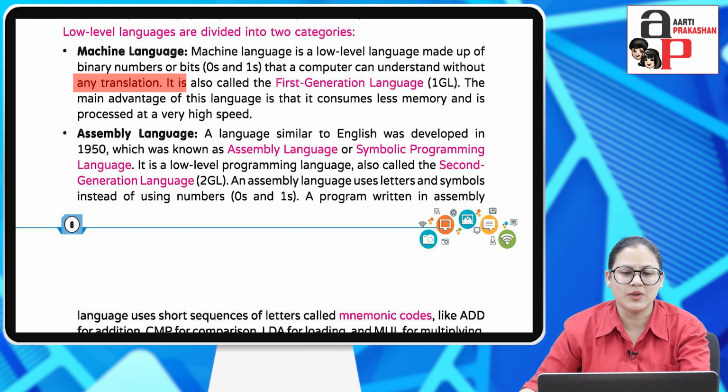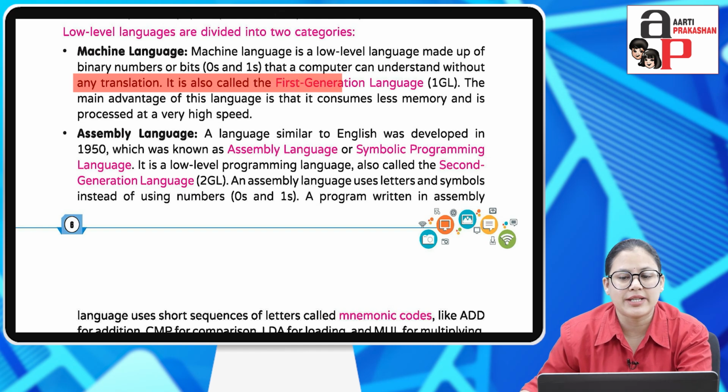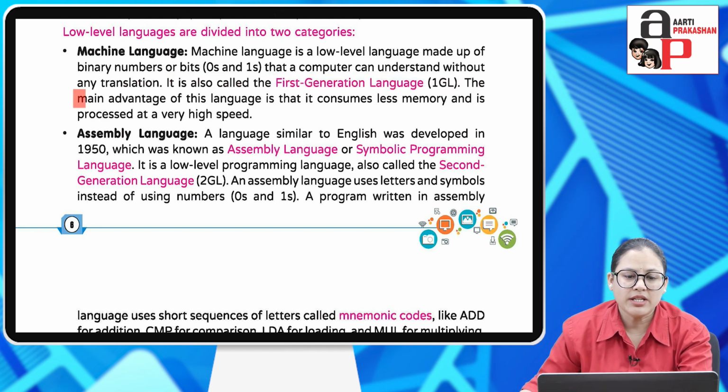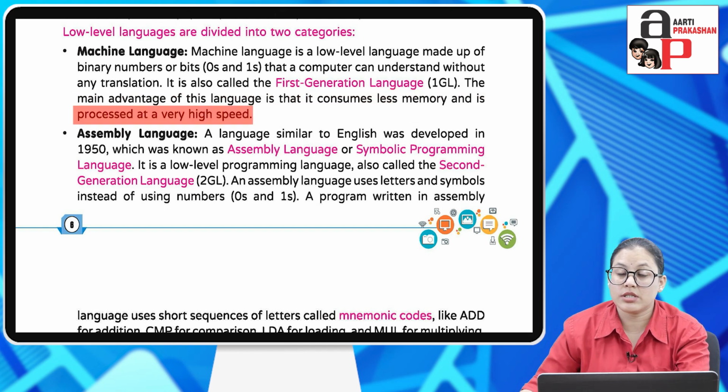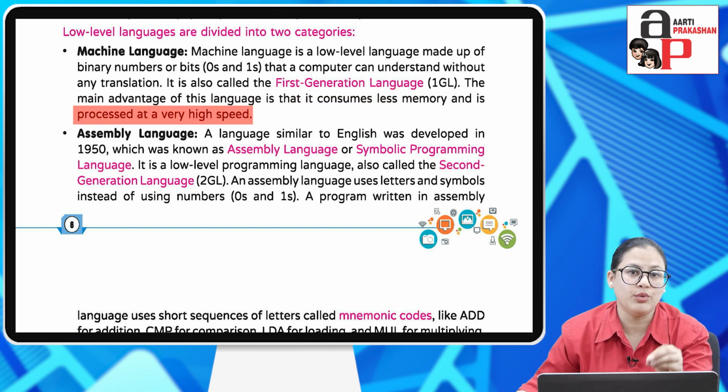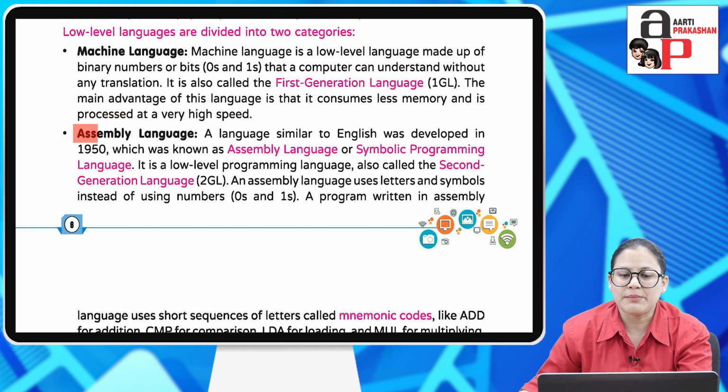So it is also called the first generation language or 1GL. The main advantage of this language is that it consumes less memory and is processed at a very high speed. So this is the main advantage of machine language, that it consumes less memory. Okay, next is assembly language.